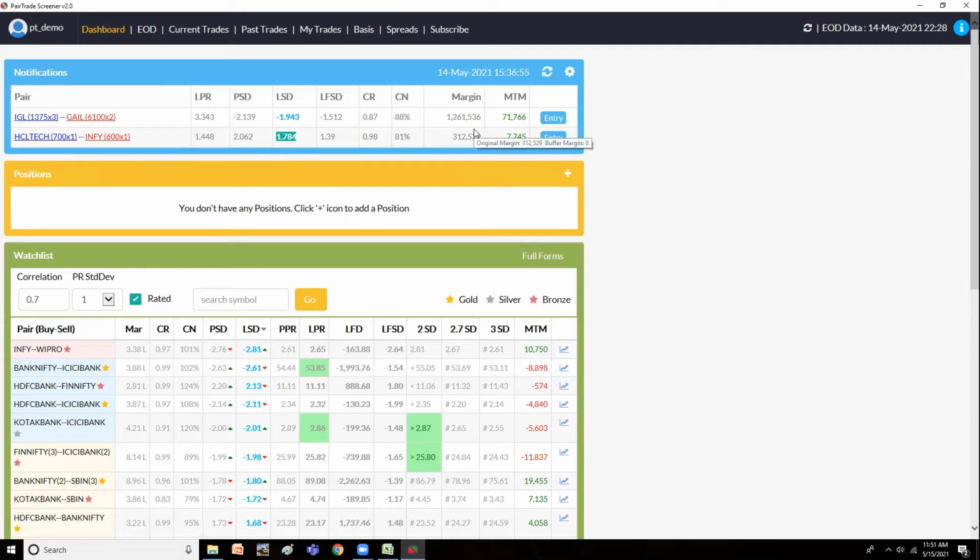So whether we have to take the 2 SD entry depends upon your profile. If you are trading anything above 35 to 40 lakhs, then you could try out the 2 SD trades also. But if you are trading anything less than that, then you have to look only for pairs which are coming below 2.7 and 3 standard deviation.